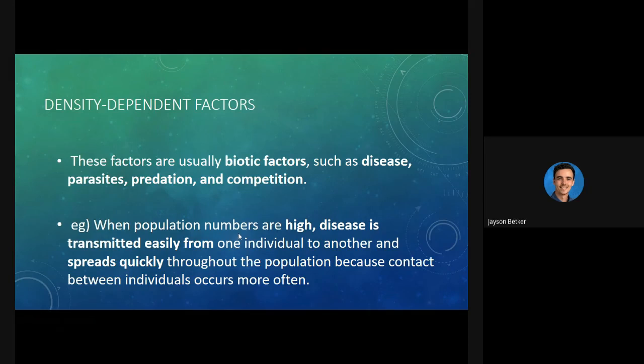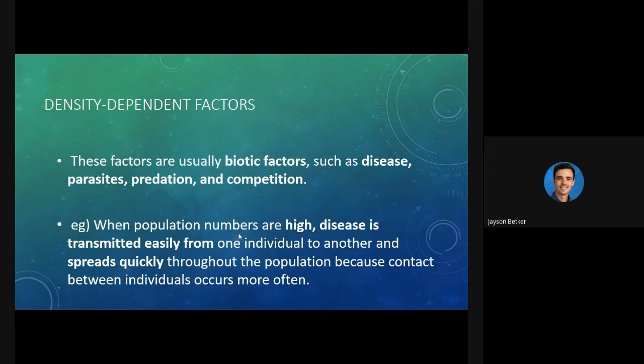If a pack of wolves finds a very densely populated area of deer, then they're going to have more prey to be able to hunt. And then competition. It also matters how densely populated an area is if we're competing. Disease is in there because diseases spread. When a population has high numbers, disease is transmitted easily from one individual to another, and it spreads very quickly throughout that population because contact between the individuals will occur more often, just naturally.